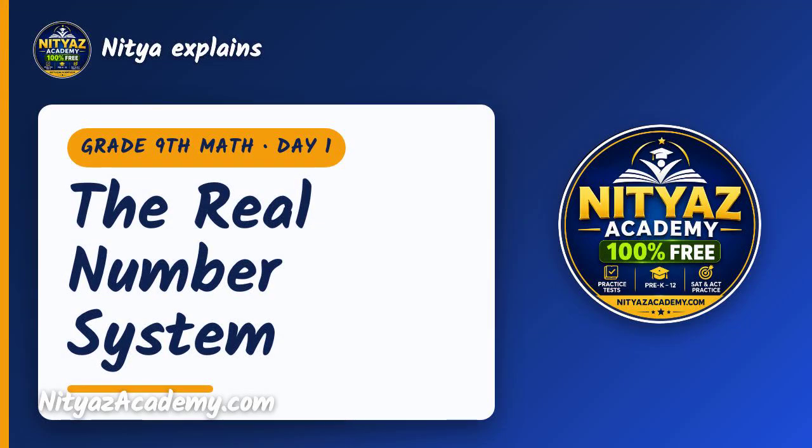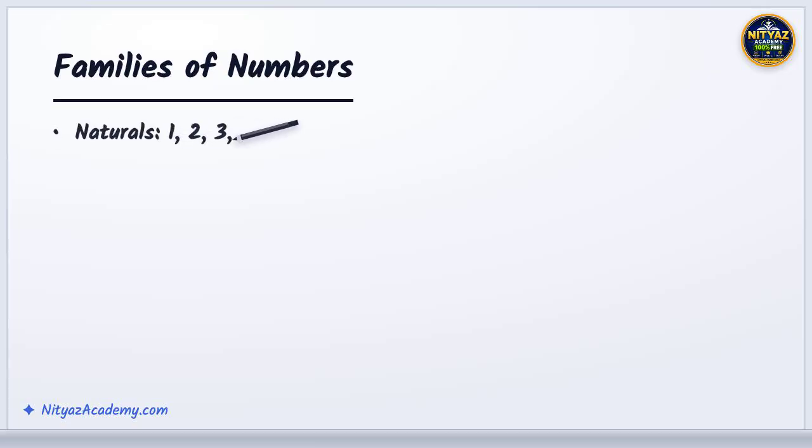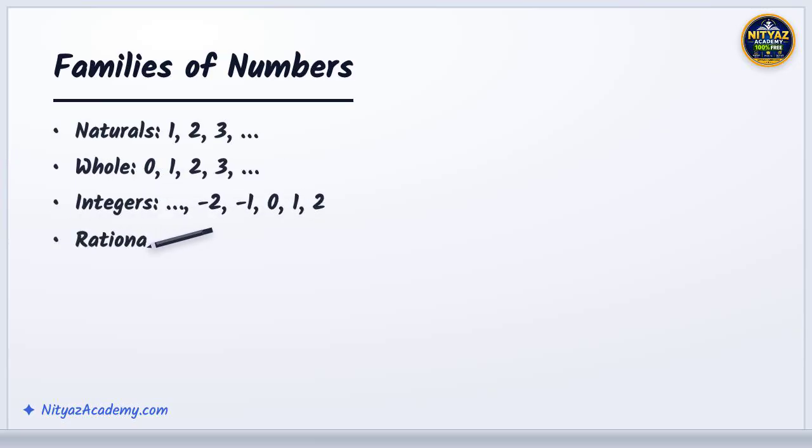Let's learn the real number system together, step by step. Every number you use lives in a family. The naturals are your counting numbers. Add 0 and you get the whole numbers. Add the negatives and you get the integers. Then come the rationals. Anything you can write as a fraction a over b, where b is not 0. Each family fits neatly inside the next.